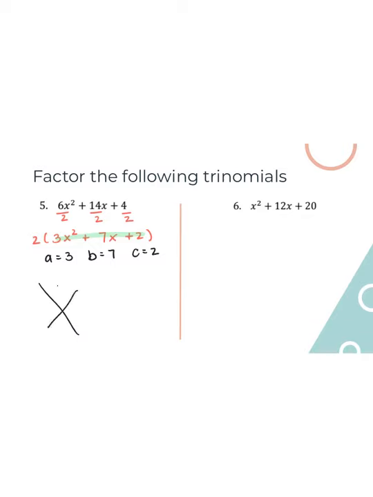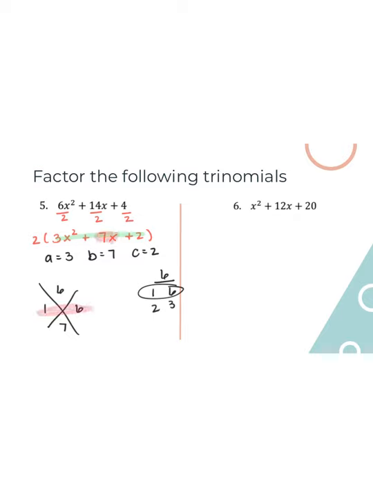2 times 3 is 6. And my b, my bottom, is 7. My factors of 6 are 1 and 6, 2 and 3. Well, only 1 and 6 will add up to 7. So I'm going to have a 1 here and a 6 here. Now I'm going to replace this 7 with that 1x and 6x.